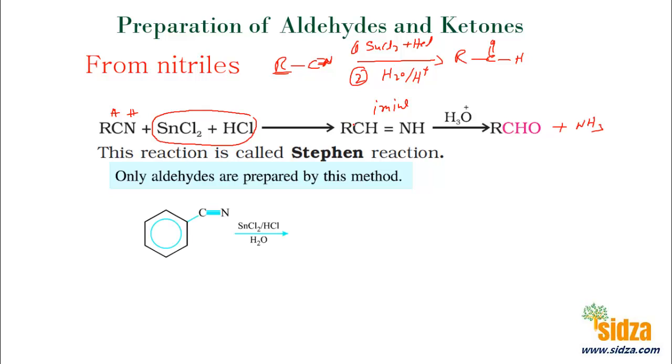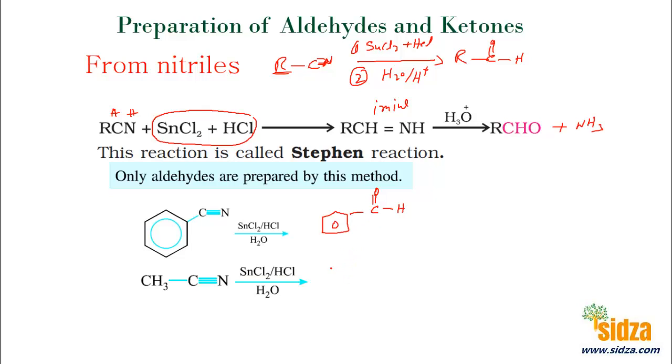Let's take a few more examples. You have the benzene ring attached with the cyanide. First you do the reduction with stannous chloride and HCl, followed by the hydrolysis. Again the nitrogen will be lost as ammonia, and you put a carbon oxygen double bond and a hydrogen. That is the net reaction. So you get a benzene ring with a carbon having a double bond and a hydrogen atom.